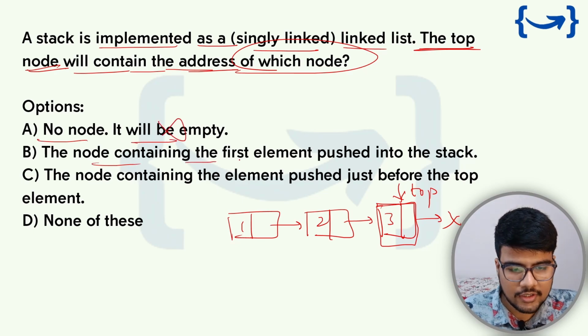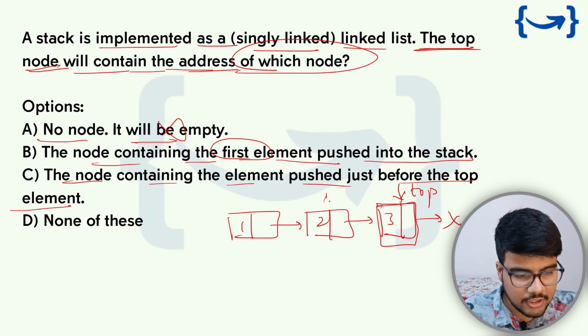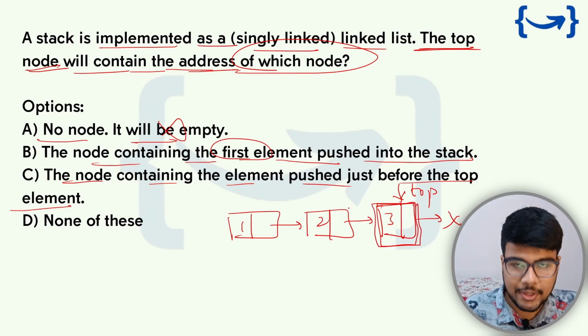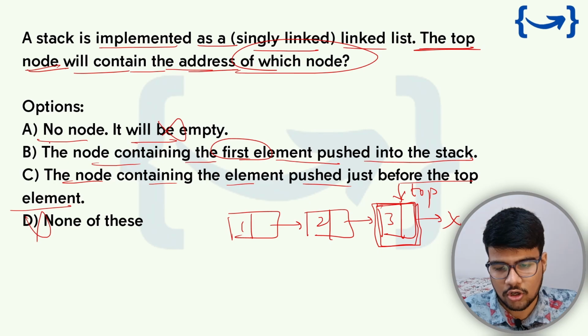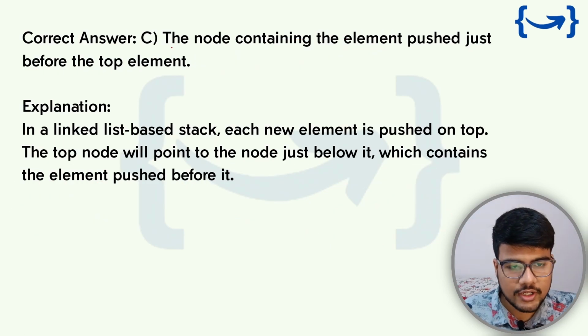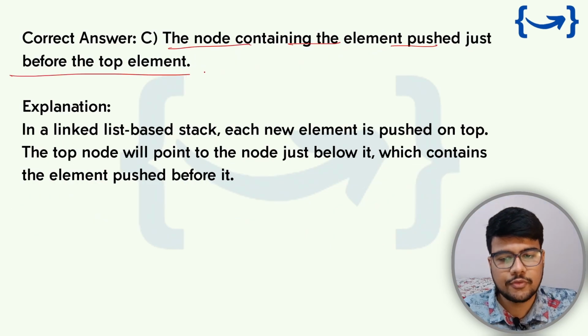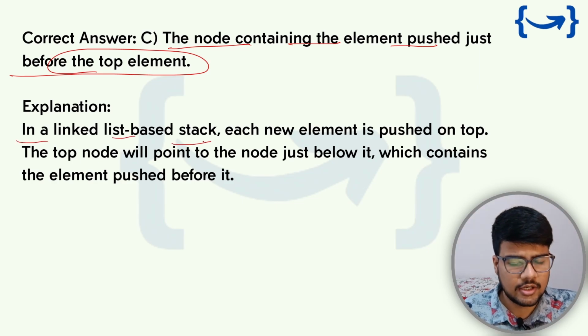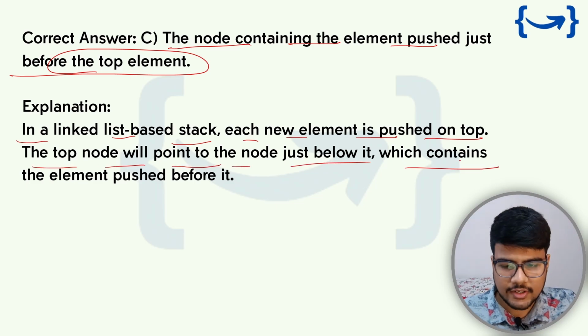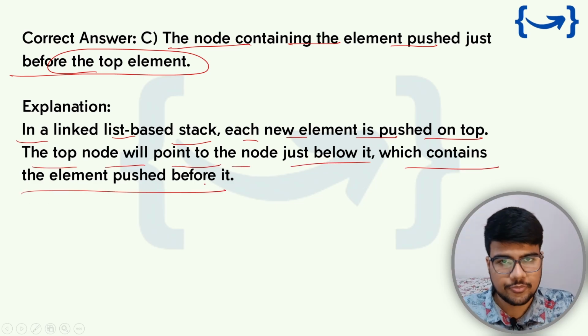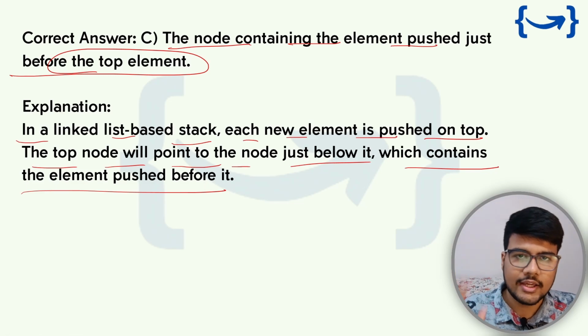So let's check. No node, it will be empty. No. The node containing the first element pushed into the stack. The node containing the element pushed just before the top element. Previously the top would be this. Now again the top element would be inserted. So C makes sense, D none of the, no, B is not, C is the right option. The node containing the element pushed just before the top element. So in a linked list based stack, each new element is pushed on top. The top node will point to the node just below it, which contains the element pushed before it. So that address will be stored in the pointer of top.